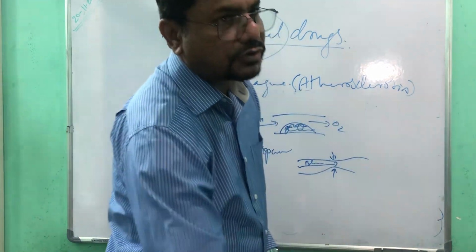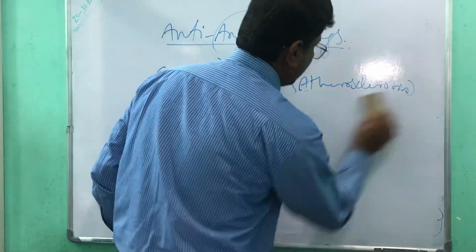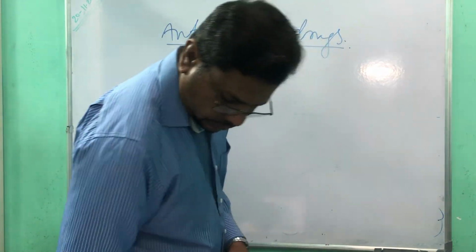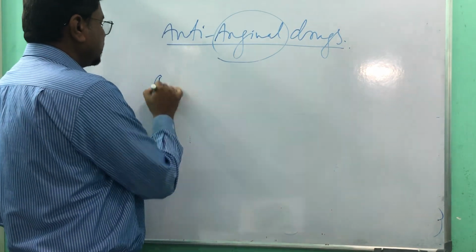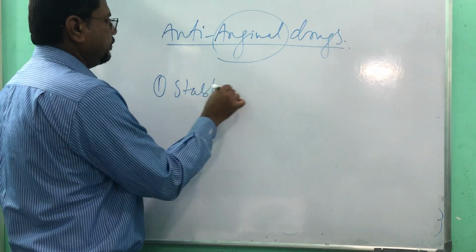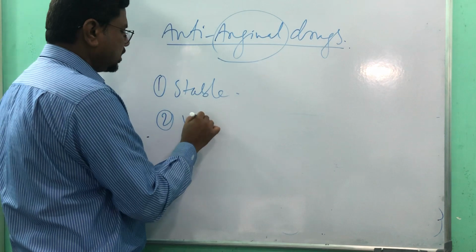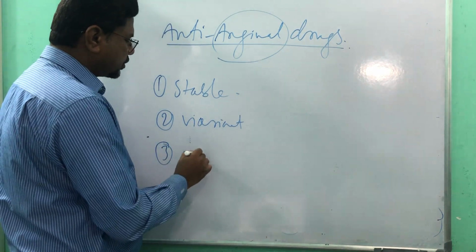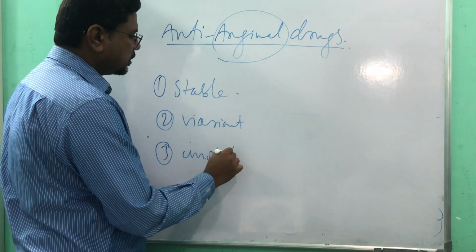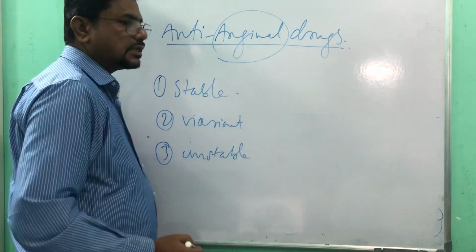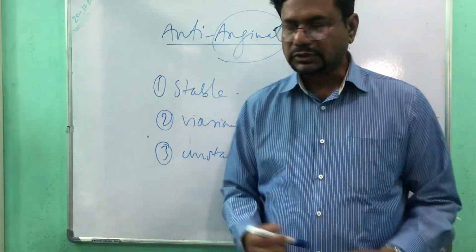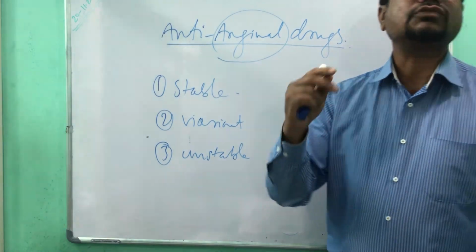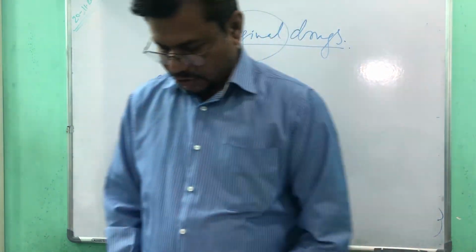Now, what are the types of angina? We will see. Mainly, there are three types of angina. One is stable angina. Why we say stable, I'll tell you. Another is variant angina. Third is unstable angina. So these are the three types of angina: stable angina, variant angina, unstable angina. We will see each type of angina one by one.